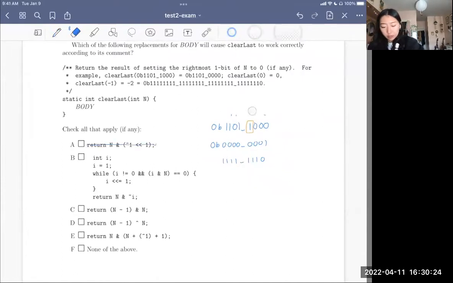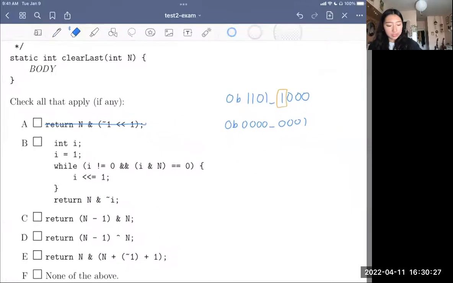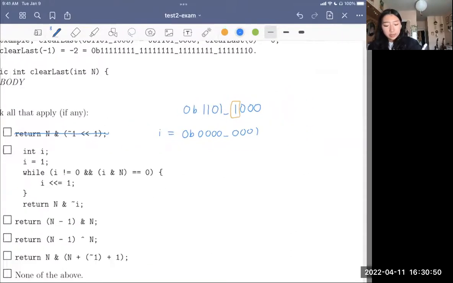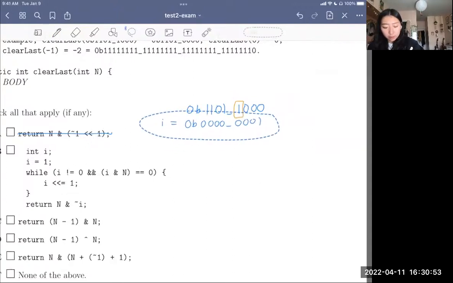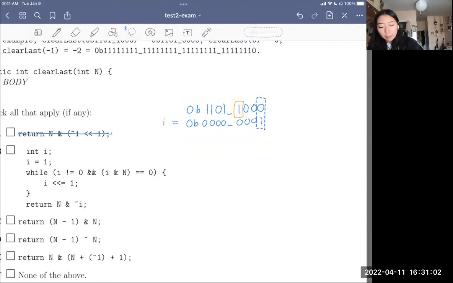Okay, well, let's look at the next one. In the next one, we set some variable i to be 1, so that's this number. And then we're going to say, while i is not equal to 0 and i and n equal 0, let's keep shifting i over and over. So what does this do? Well, we're essentially saying, let's take 1, and if we AND these two numbers together, the only way it will be non-zero is if whichever bit the 1 is at happens to also be a 1.